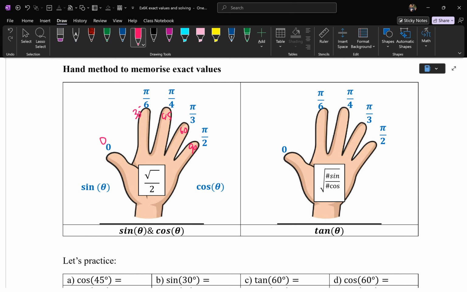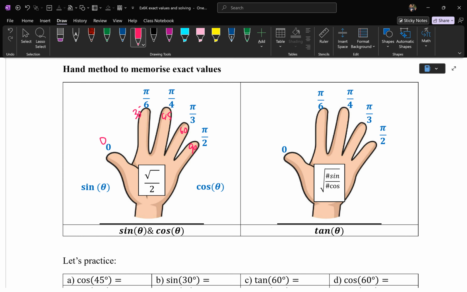This is how it works. In the palm of your hand, there's a formula. It's the root of whatever the number of fingers is, divided by 2. Now this is how it works. Notice that on one side I've got sine and on the other side I've got cos. So anything on the left side is going to be sine. Anything on the right is going to be cos.